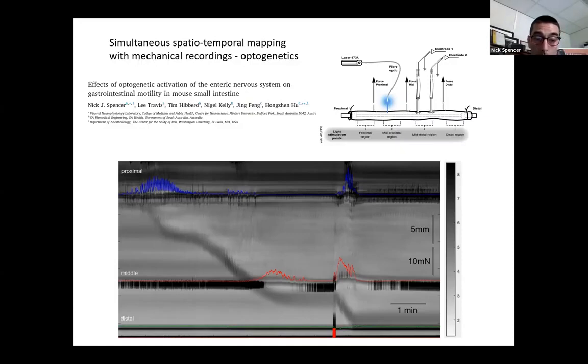So the blue and red and green is mechanical activity. So this is a spontaneous contraction going down the small intestine of a mouse. And at this point here, this black trace is the artifact caused by the illumination of the light that induced the contraction, which actually propagated retrograde. So both orally and distally along the mouse small bowel.